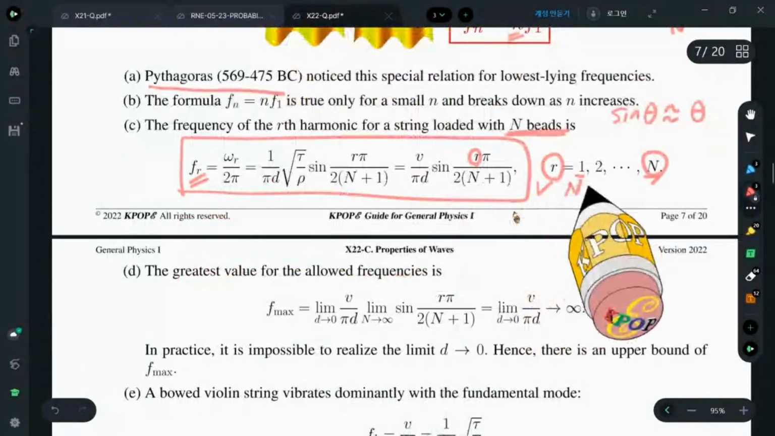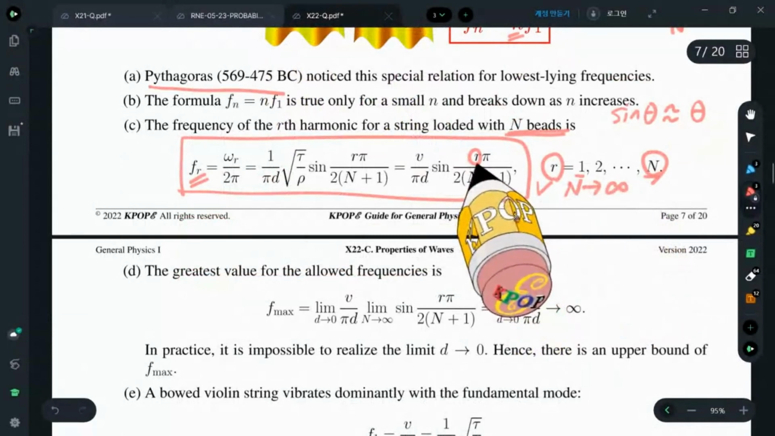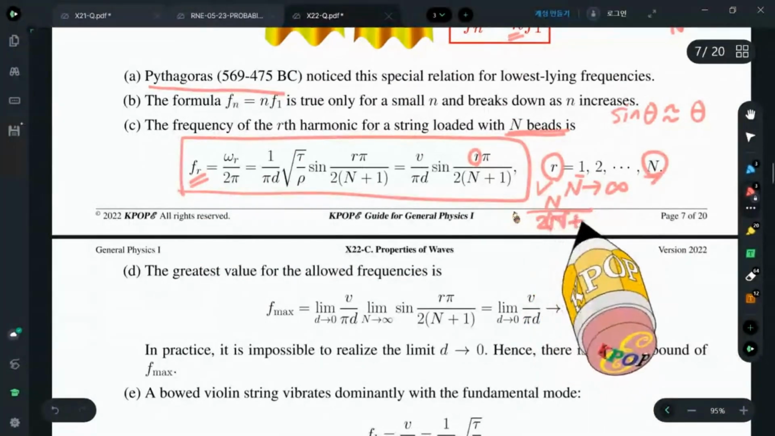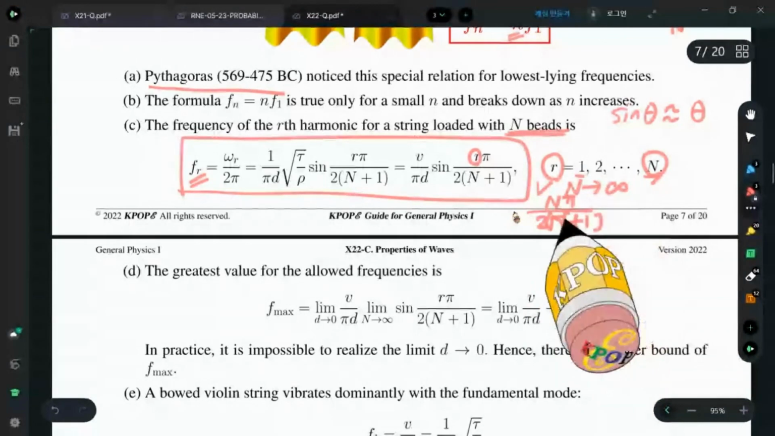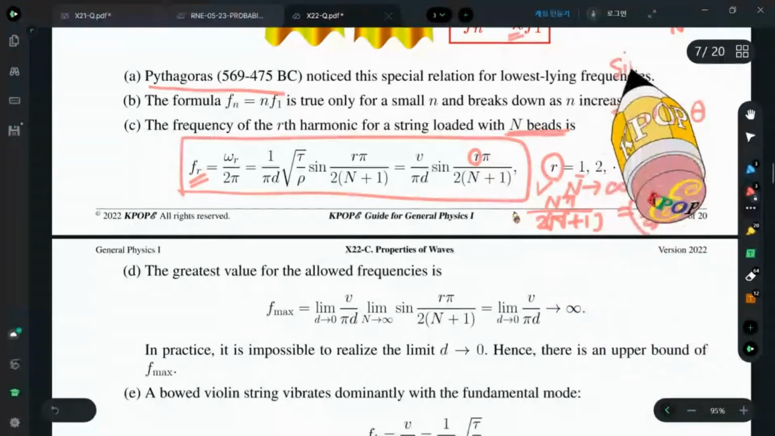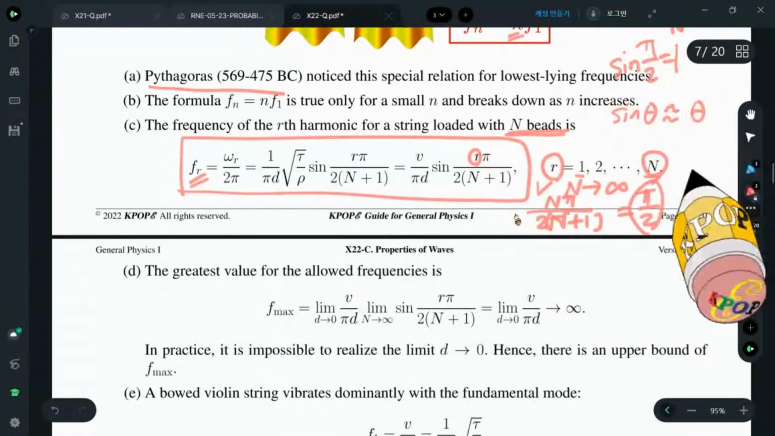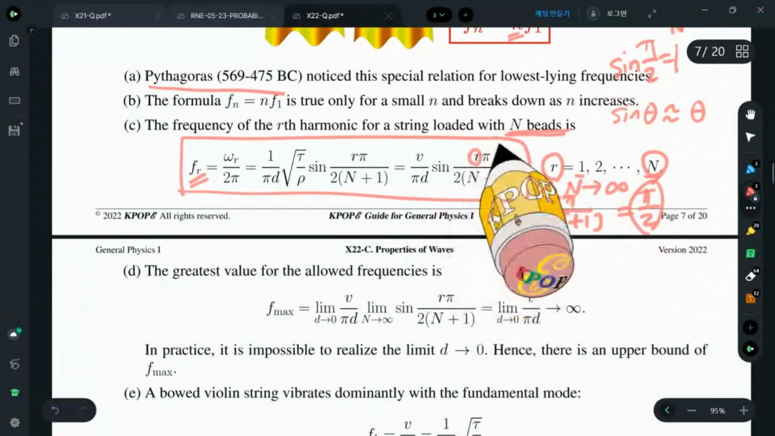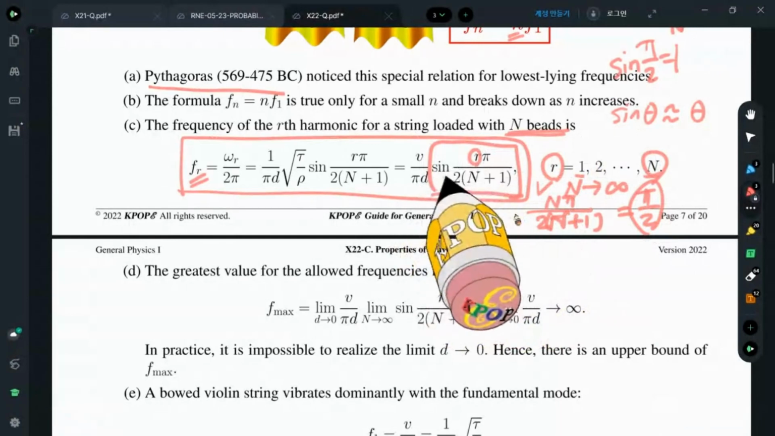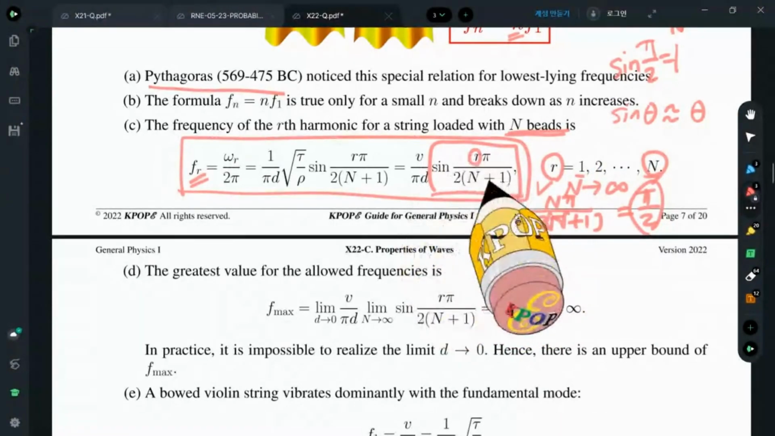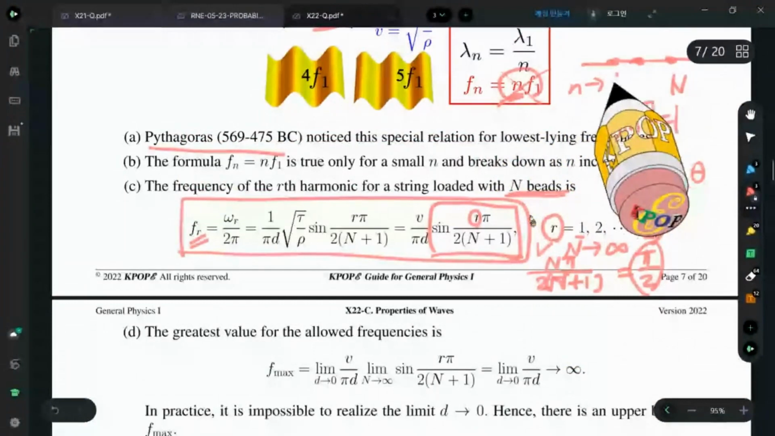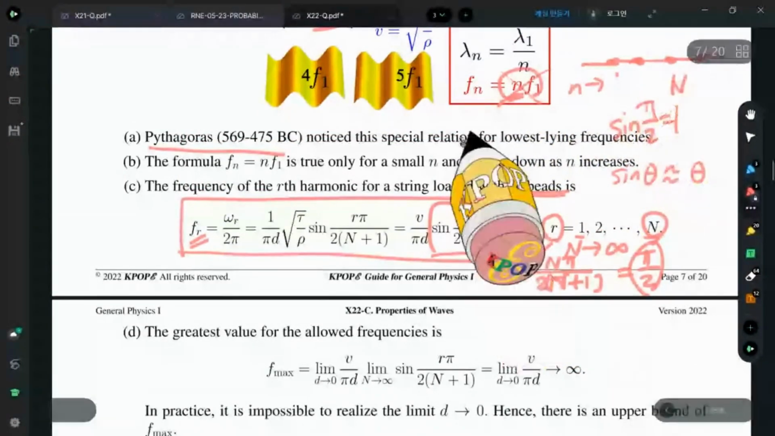However, as n goes to a very large number, for example infinity, it becomes n over 2n plus 1 times pi. So for large n, it is just half of pi. You know, sine of half of pi is just 1. So it does not grow up to a large number. The sine function does not allow a strict increase of the frequency. So this one is wrong as n goes to very large. This is the correct formula.